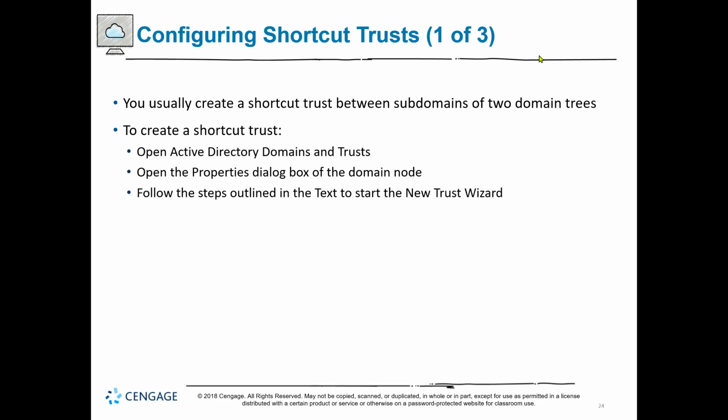Okay, configuring shortcut trusts. Usually you create a shortcut trust between subdomains of two domain trees. Open Active Directory Domains and Trusts, open the properties dialog box of the domain node, and then you just go through the steps outlined in the New Trust Wizard. A lot of these will be follow the steps in the new trust wizard.